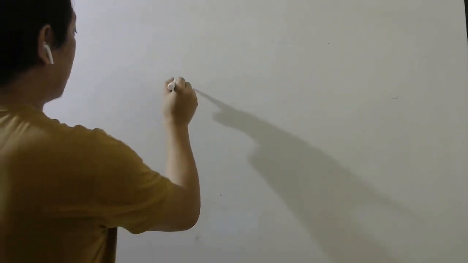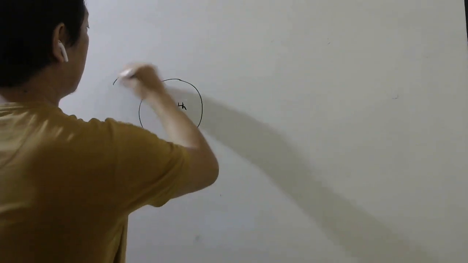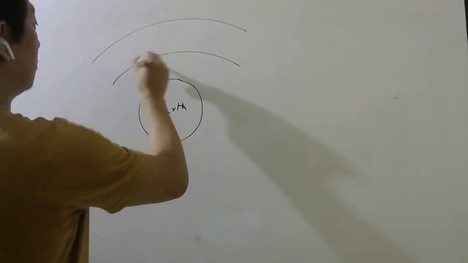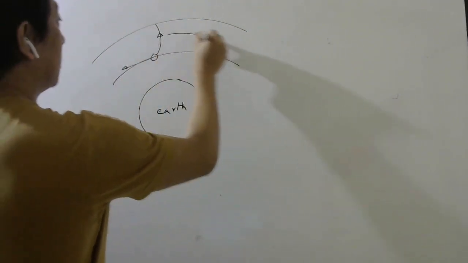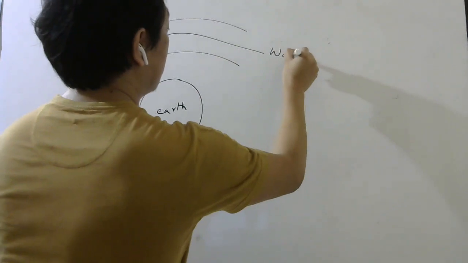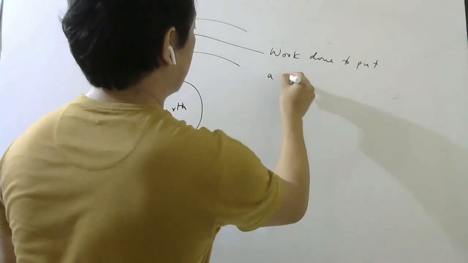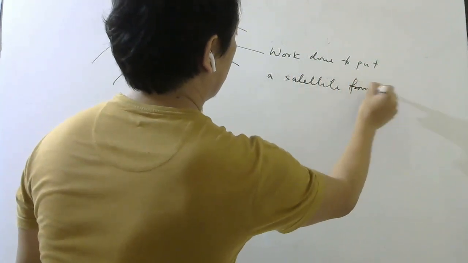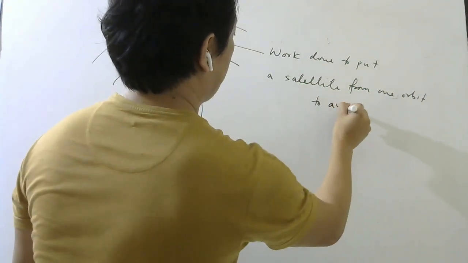Now suppose I want to put a satellite. This is Earth, this is one orbit, this is one orbit. So a satellite is moving. I want to put this to this orbit. So work done to put a satellite from one orbit to another.